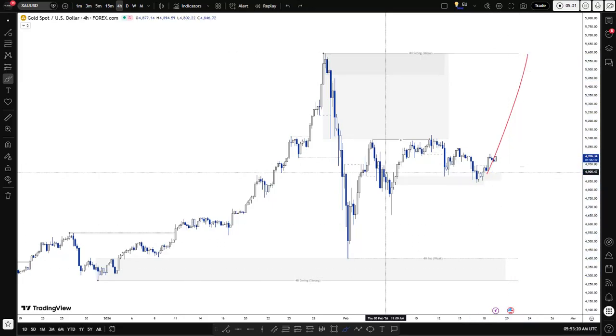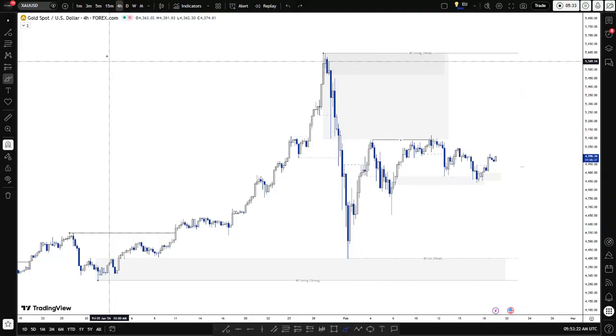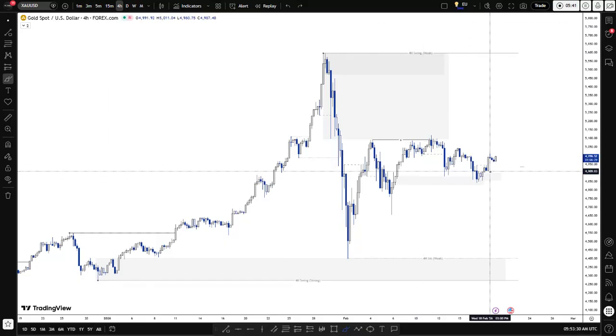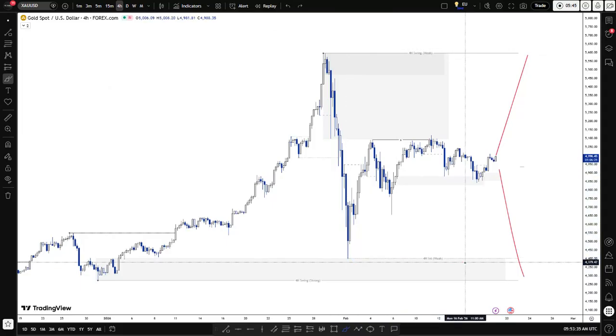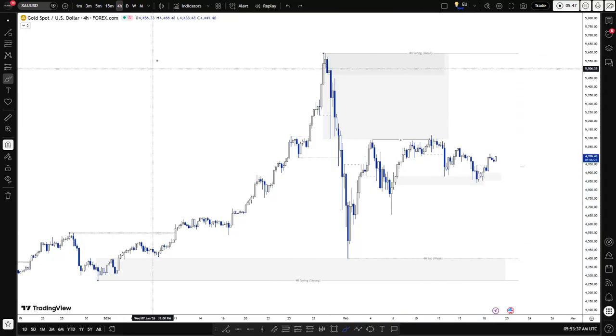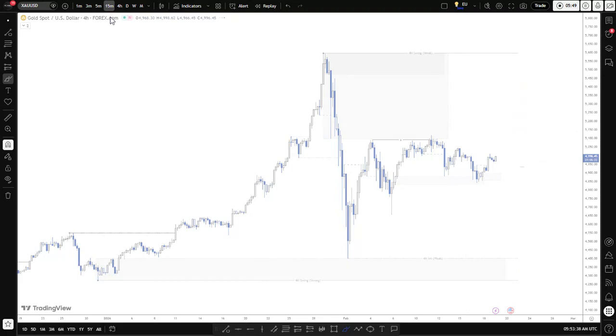I'll let the M15 be my guide, or if 1H is your middle time frame, then you can let it be your guide to signal for you if price is going to target this high or if it's going to target this weak internal low. So let's drop down to the M15 time frame.